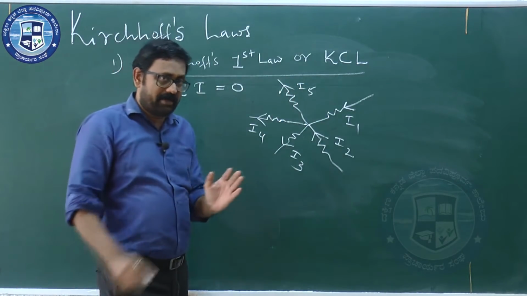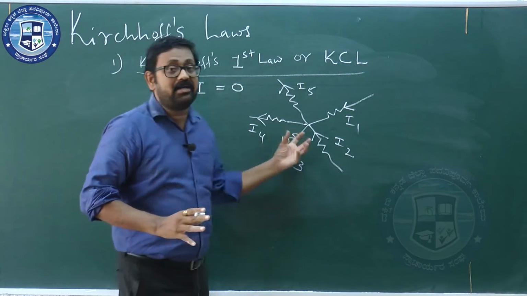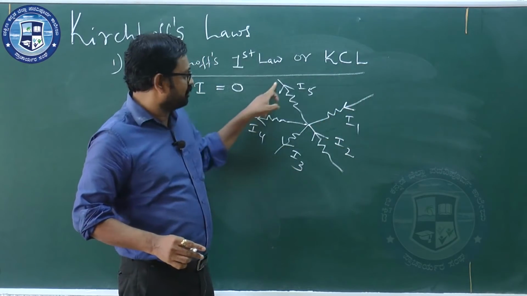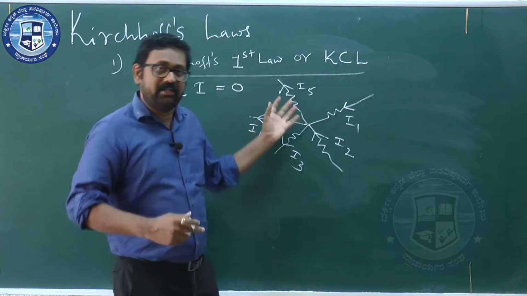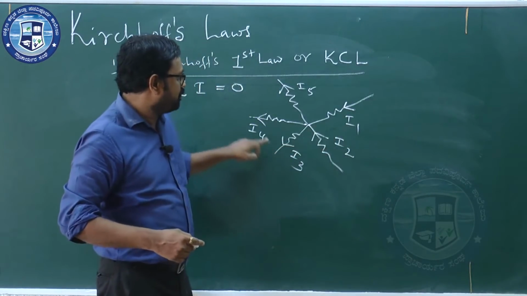Don't be fooled by the diagram. I already told you I'm having a big electrical network and I'm dealing with a part of the electrical network. See, these ends of these resistors are not simply hanging over there. They are connected to some other part of the circuit. Then only I can expect a current I1, I2, I3, I4, I5.